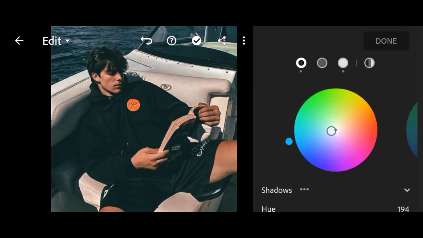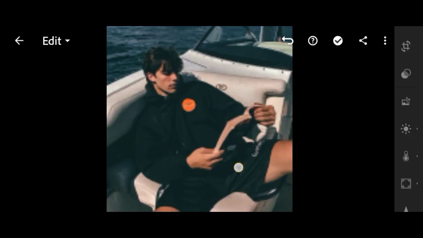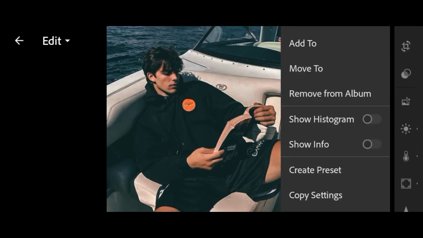Finish. Now copy the settings and paste them onto other pictures.